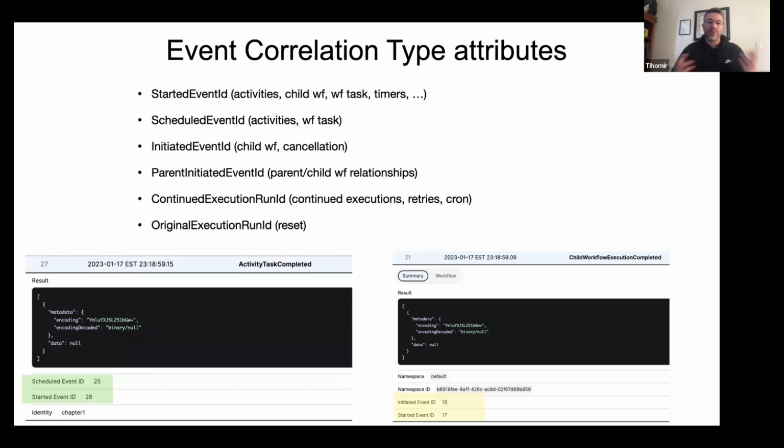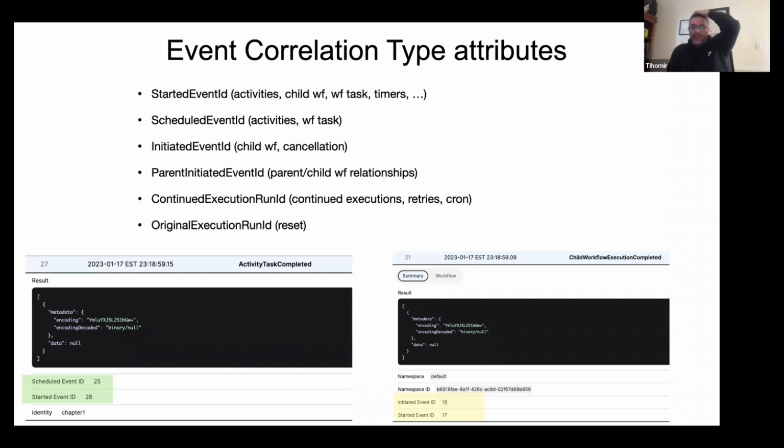All right, so what are some of these event correlation type attributes that you're looking for? There's actually a number of them. Things like started event ID, scheduled event ID, initiated event ID. So basically, you can correlate the completion of, let's say, a child workflow execution that was invoked async in your workflow code to the particular event where it was initiated. Parent-child relationships, continue-as-new, as we said, and if you're sometimes using the reset functionality, you can see the original execution run ID type attribute, which will give you the run ID of the completed execution, for example, where we applied the reset.